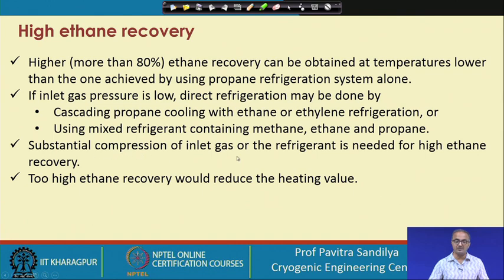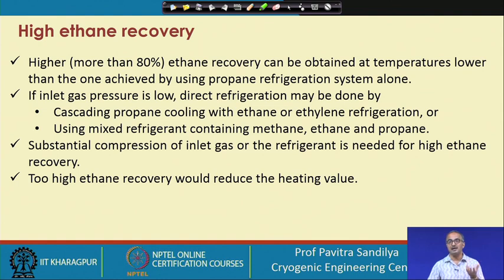Substantial compression of the inlet gas or the refrigerant is needed for high ethane recovery. We need to compress it to quite a high pressure so that we can increase the ethane recovery, but too high an ethane recovery would reduce the heating value. That means if we are taking out too much ethane in the liquid, less ethane is going with the overhead gas, so what will happen? The heating value of the overhead gas will also come down. We learned that the reason for doing the whole NGL recovery was to keep the heating value under control, because if all the hydrocarbons go together, they will increase the heating value.